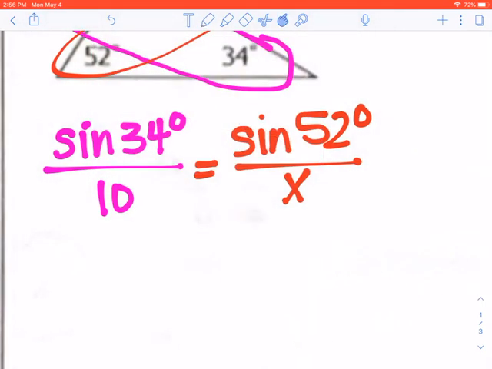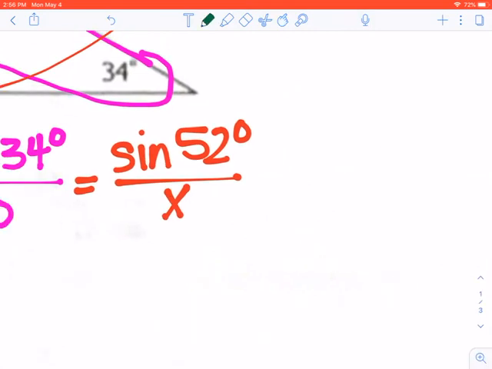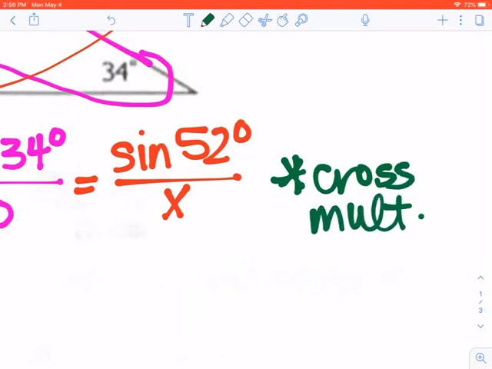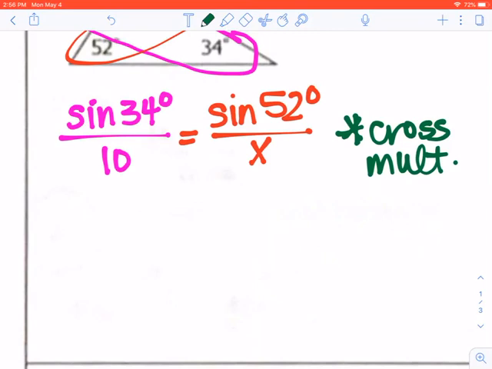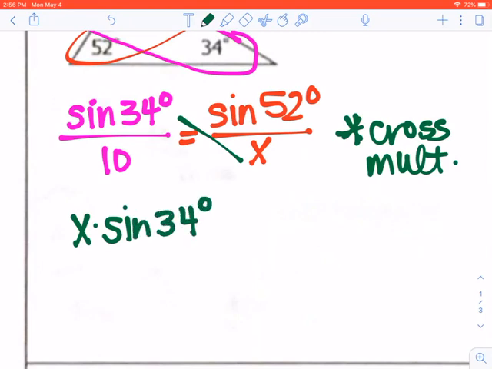So we're going to cross multiply here. If I cross multiply, I have x times sine 34. Now this does not become 34x. This is x times sine 34 degrees. Sine of 34, if you plug it in your calculator, is a specific number. It has a specific ratio. I don't know what it is, it's probably like 0.57 or something like that. So what you're doing is taking sine 34 degrees, which might be 0.57, times x. So it's 0.57x.